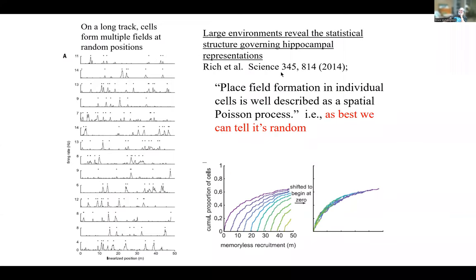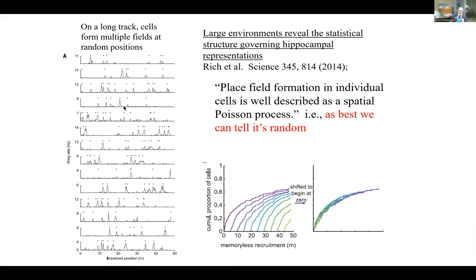Is it a random pattern? Well, there was a very nice study that came out in 2014 in which they put rats on a 50 meter long track. And they recorded from a bunch of hippocampal cells as the rat ran down the track, and they noted where all the place fields for every cell occurred. And then they did some fancy math and they showed that the recruitment of a cell to have a place field is what we call a Poisson process. It's memoryless. The fact that it had a field here doesn't give you any basis of predicting whether it's going to have a field right next door or whether it's going to be a long wait and so on. There are statistics that describe such a process, but as best as anybody can tell, these place fields are allocated completely at random. And that's what this memoryless recruitment means, that the fact that it had a field here, the cell doesn't remember that.